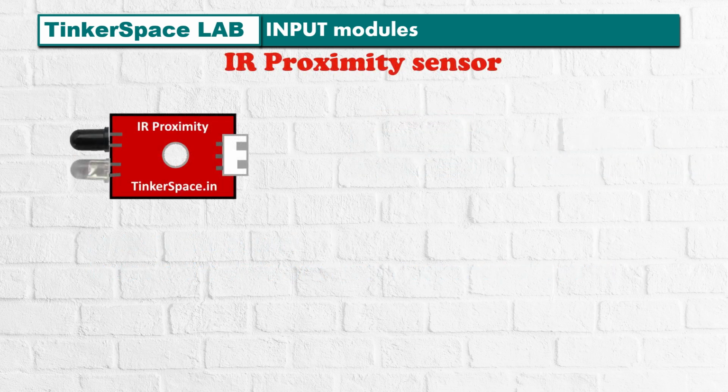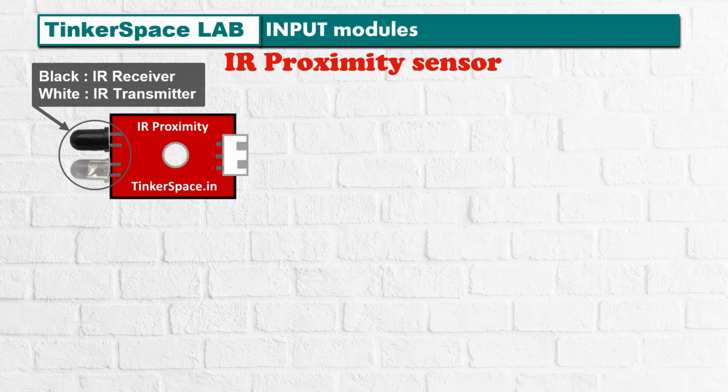IR proximity sensor. This sensor detects nearby objects using infrared light. It has two important parts. The white LED IR transmitter sends out infrared light. The black LED IR receiver detects the infrared light reflected from an object.